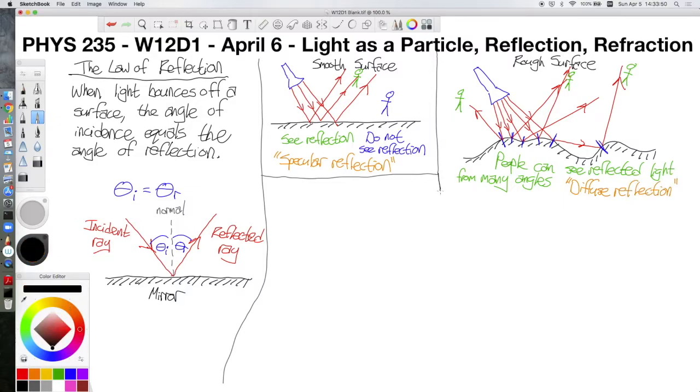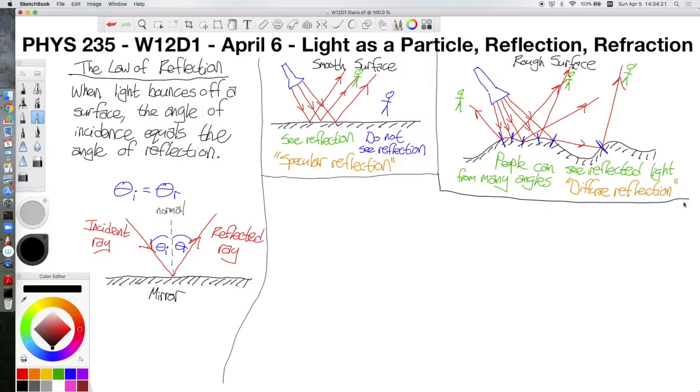So diffuse reflection is why if somebody shines a flashlight onto a piece of paper, you can see the bright spot created by that flashlight no matter where you're standing near that piece of paper, because the surface of paper is not mirror smooth. If you zoom in far enough, it's very ragged and uneven, and so you get diffuse reflection. Actually, most real-life objects give you diffuse reflection other than things that are very specifically designed to be smooth.